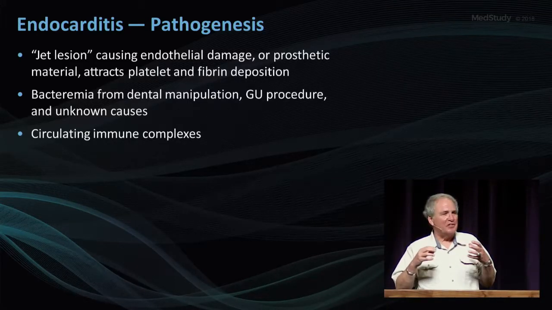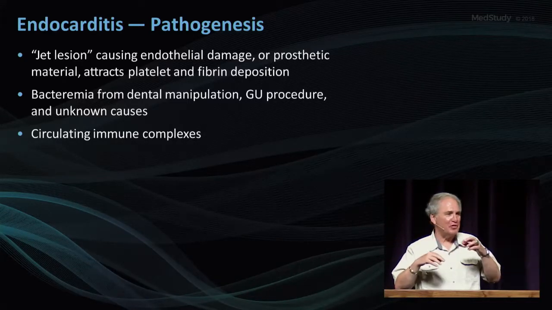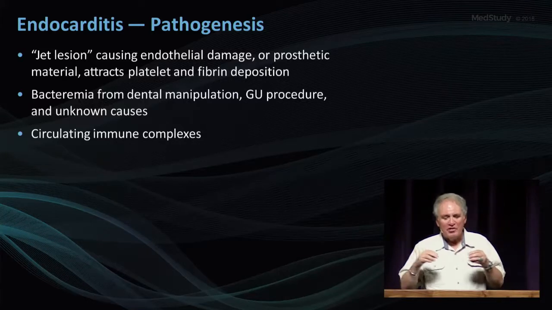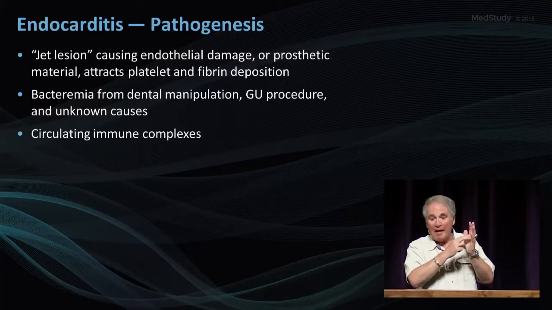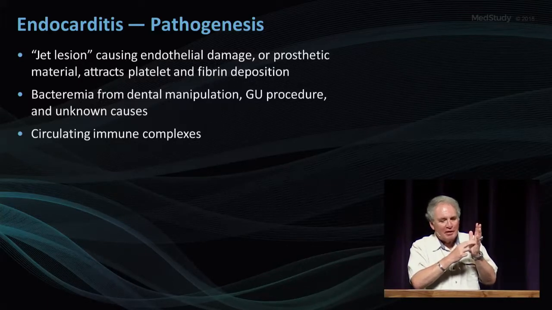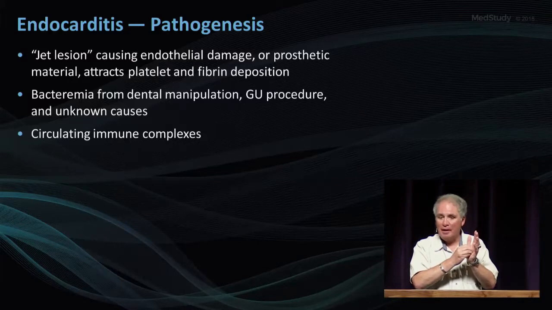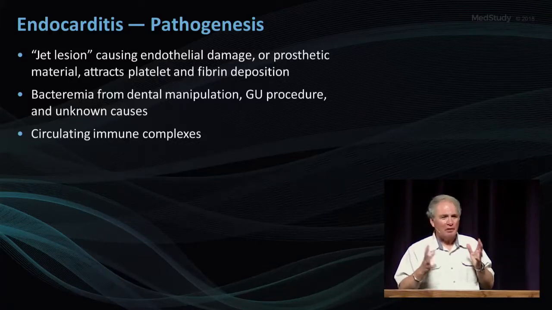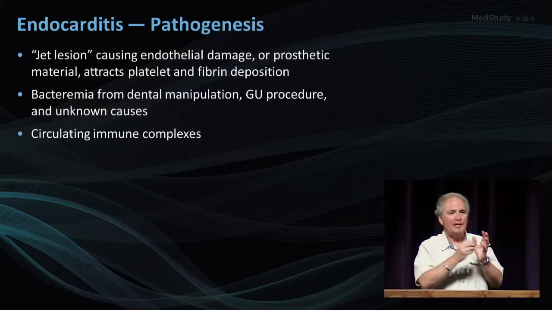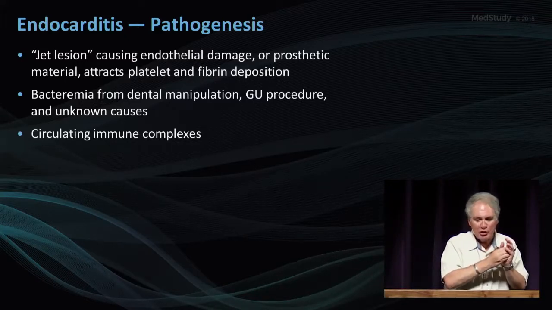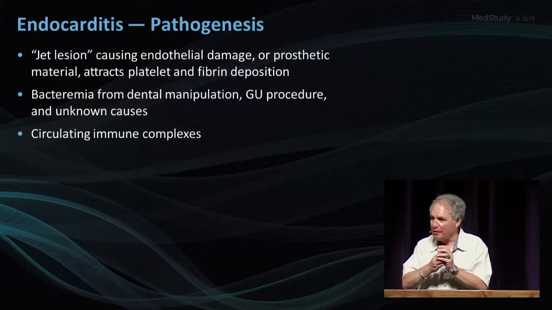Well, we used to think that there's an abnormal flow within the heart, a mitral valve insufficiency or an aortic stenosis, causing jet lesions on the endothelial surface of the heart, or a valve, or a piece of prosthetic material, and that attracts platelets and fibrin. That's the first thing that happens, okay? Then a bacteremia occurs for some reason, and the bacteria swim in the blood and get stuck in this fibrin platelet mesh, and that causes the vegetation, the infection, the endocarditis.